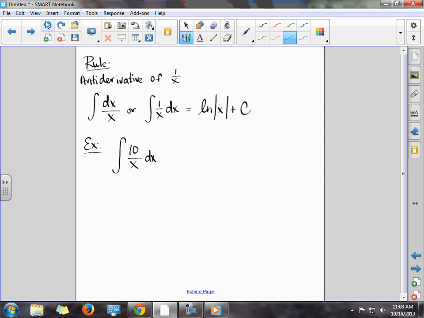It's pretty simple. I have an example for you. I have a 10 on top, and I want to rewrite this by bringing the 10 out front like it's a constant. We can do the same thing when you differentiate. If you have a constant times your function, you can just bring it out front. And then this becomes 1 over x dx. So then the antiderivative of 1 over x is ln of the absolute value of x plus c, times your constant.